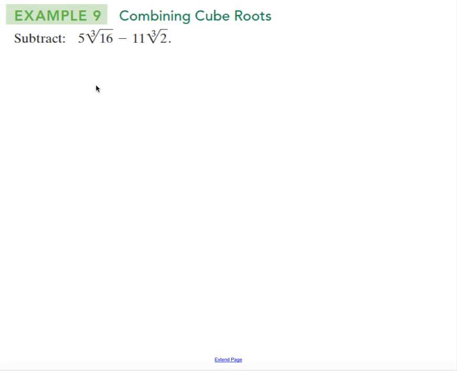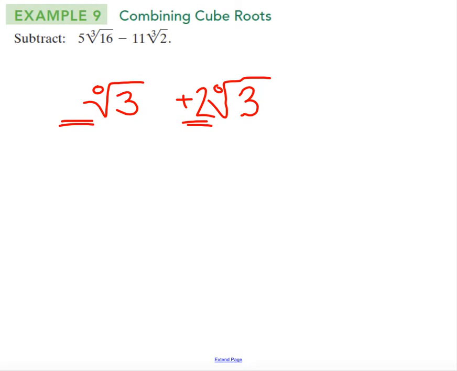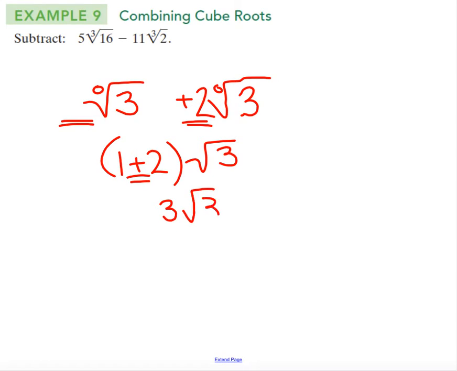So let's say we have the square root of 3 plus 2 square roots of 3. These are considered like radicals. They have the same index. They're both square roots. So we take the coefficients out in front: 1 plus 2, square root of 3. 1 plus 2 is 3, so 3 square roots of 3. So we've done problems like this already.